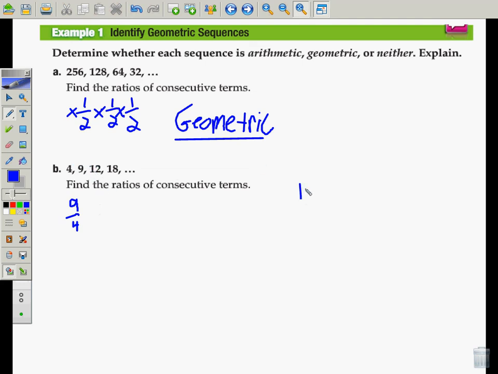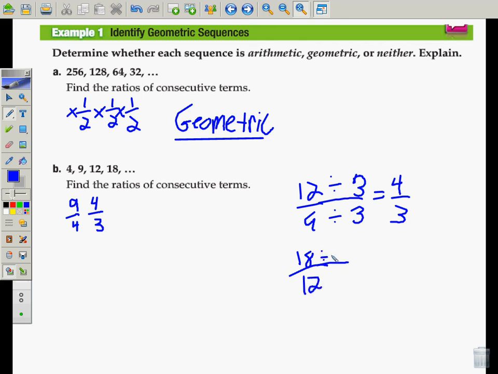We can simplify 12 ninths by dividing each by 3 to get 4/3. If you're doing decimals, you can see right away this isn't the same, but I also know 9/4 isn't the same as 4/3. As soon as you see two ratios aren't the same, you know it can't be geometric. Let's check our last one, 18 over 12. If I simplify that one, dividing each by 6, I get 3/2. So I had 9/4, 4/3, 3/2. None of these are the same, so I don't have a common ratio. Since I don't have a common ratio, it's not arithmetic and not geometric, so it's just neither.